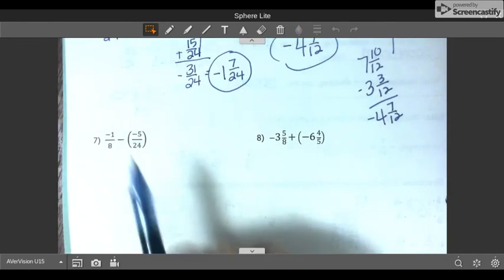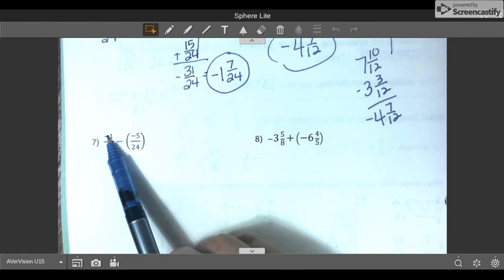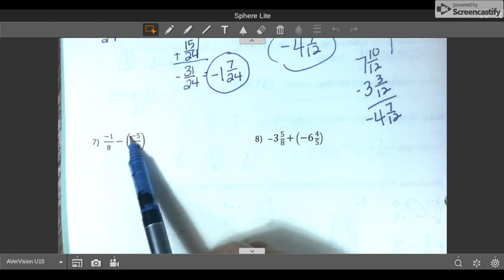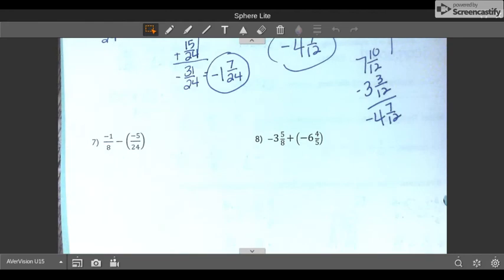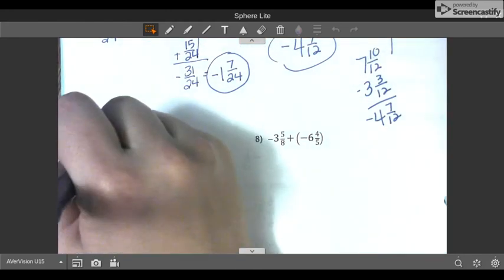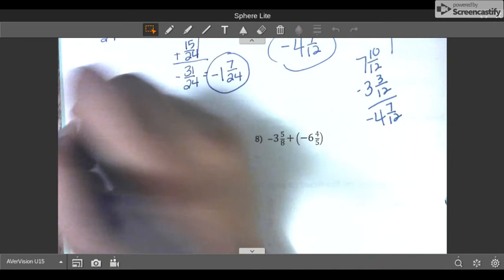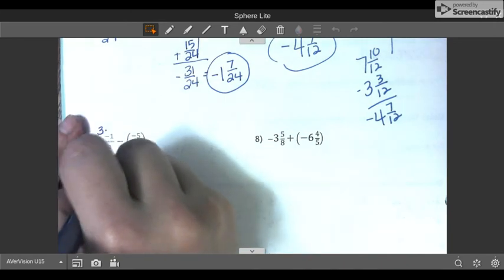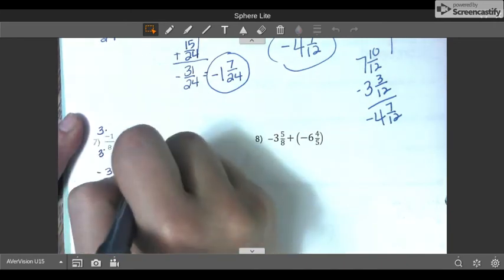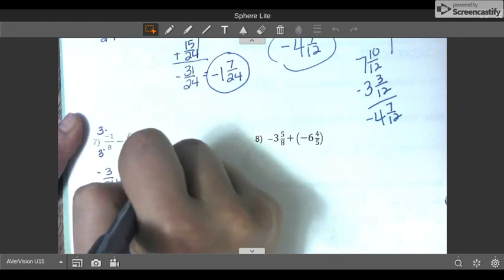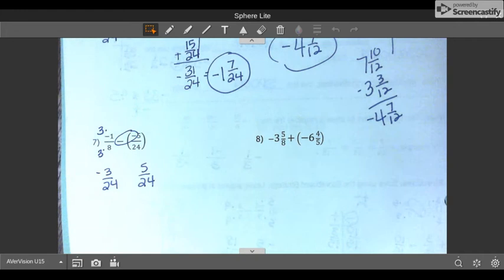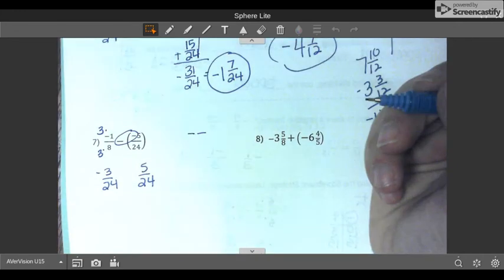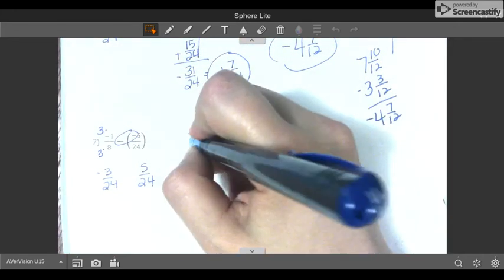Okay, next one. This one's problematic because this negative symbol needs to come out in front. These two negatives need to be combined to make one sign, and we need a common denominator. So first I'll work on the common denominator of 24. So I have negative 3 over 24, and this is 5 over 24. Now I'm going to focus on these double signs. This is a negative and a negative, and we know that a negative next to a negative or a negative next to a subtraction sign will make just a plus sign.